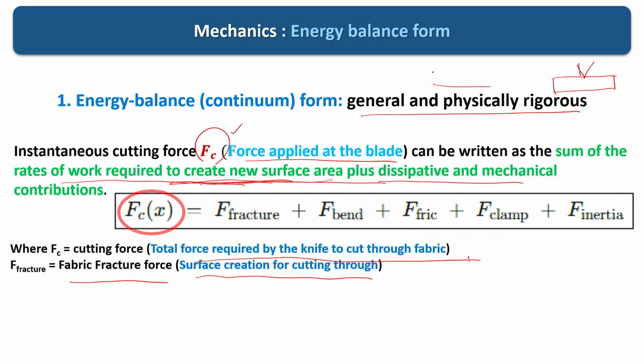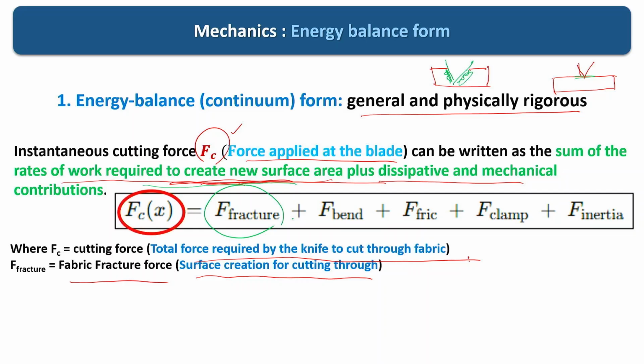Now, suppose a knife is penetrating. This knife has penetrated here. These are the internal surfaces which were created. Initially the surface was this, but new surfaces are created. For that we need some force, and this surface is created after fracture. So, this is the work required to create new surface. So, this is F fracture.